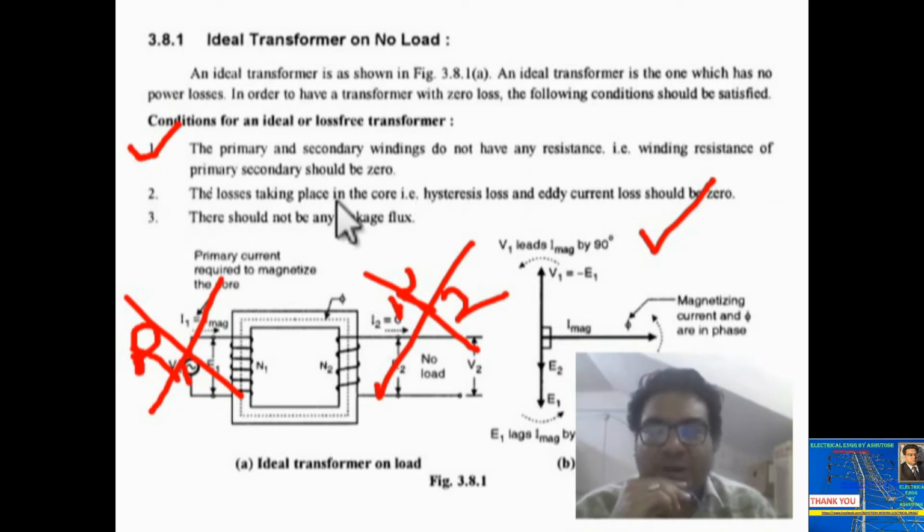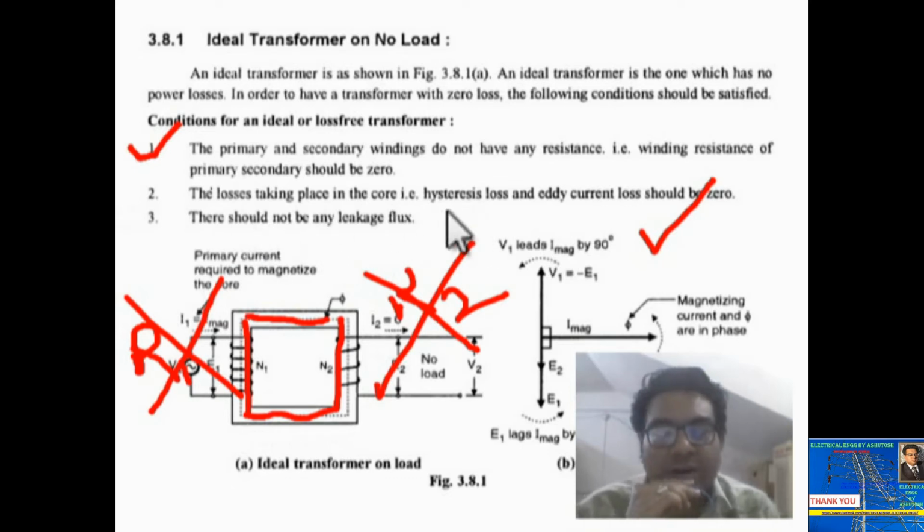And then second point, the losses taking place in the core. This is iron core part. See, this is the iron core made of silicon steel. So the losses taking place in the core, that is called iron loss, which will consist of two losses. Hysteresis loss and eddy current loss should be equal to 0. So these produce heating in the iron core. So basically iron loss is divided into two parts, eddy current loss and hysteresis loss. So these losses will not be there, it is equal to 0.